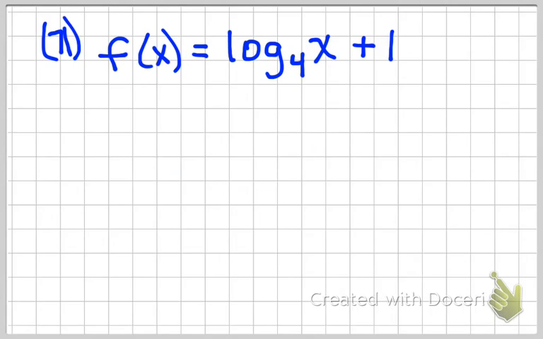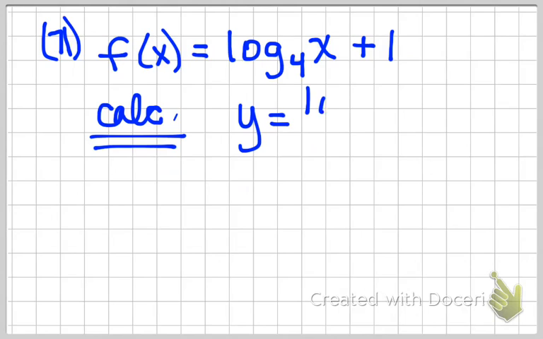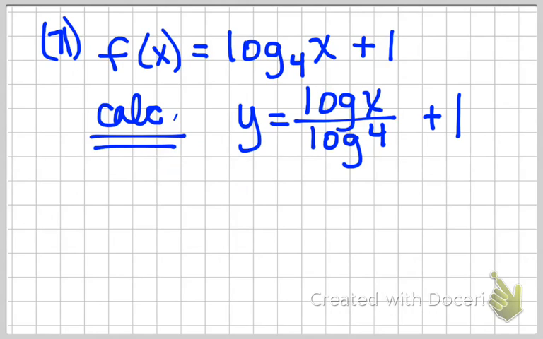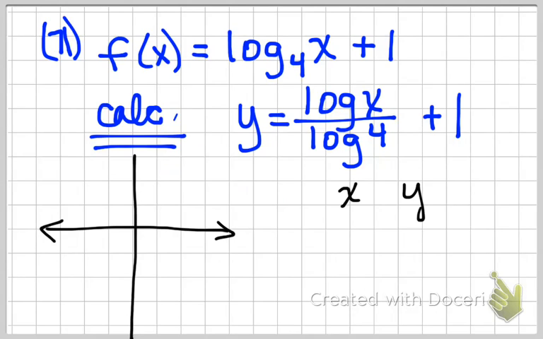Now let me tell you, before we start making our table and doing this by hand, if you use your calculator for this, you would do y equals log x divided by log 4. That's the way you put it in the calculator. Now if you're going to do it by hand, which I'm going to attempt to do by hand, then I'm still going to make a table, but this is going to be a lot easier if I don't have to deal with the logarithm.